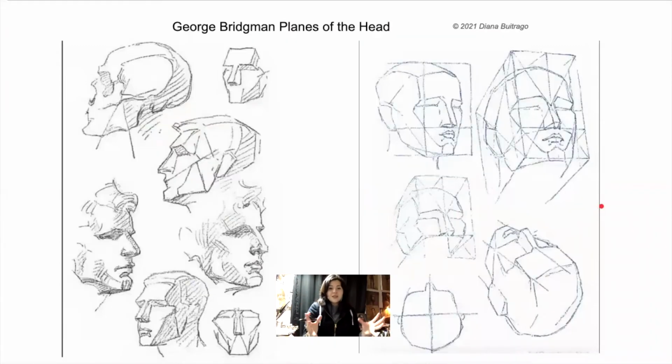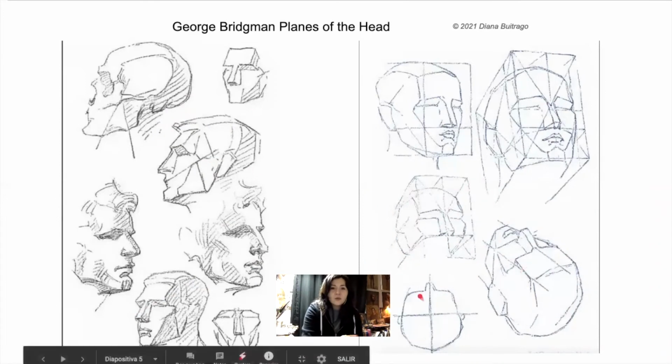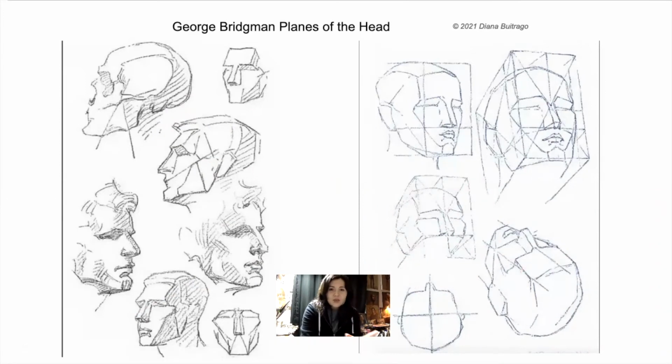All right, now finally, planes of the head. So here is a diagram by George Bridgman. What I find great about the way he divides the planes, which is very similar to Vanderpoel as well, is how he really thinks about the head as a solid, and he's always referring to this boxy construction of the human figure.